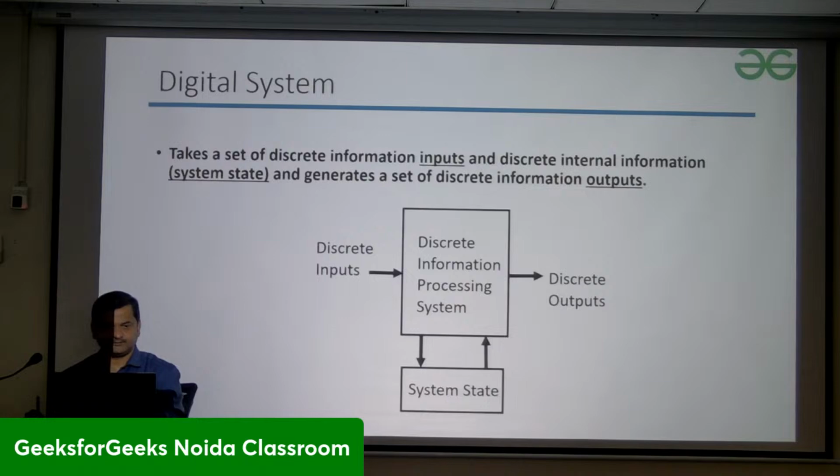So I'll start with the digital system, that you can have a digital information processing system. This is the central part, which is, let's say, a state machine. You can simply consider it as a state machine that requires certain discrete input and produces discrete output. All right, can you give any example of this?